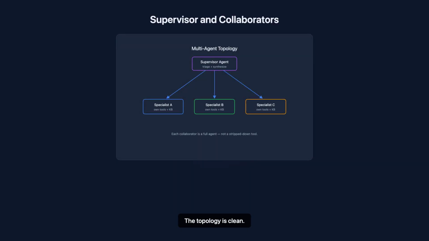The topology is clean. At the top sits one supervisor agent. It receives the request, triages it, and later synthesizes the results. Below it are the collaborators, the specialists. The supervisor breaks the request apart and delegates a piece to each one.